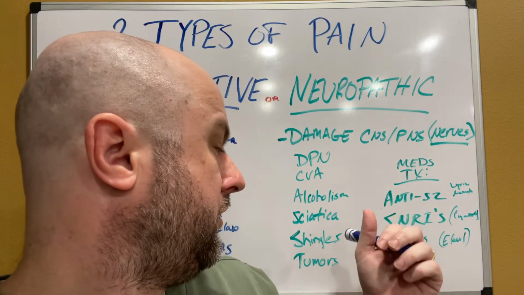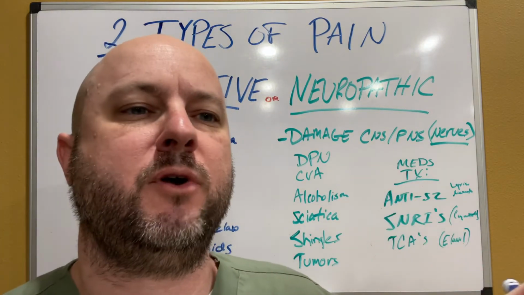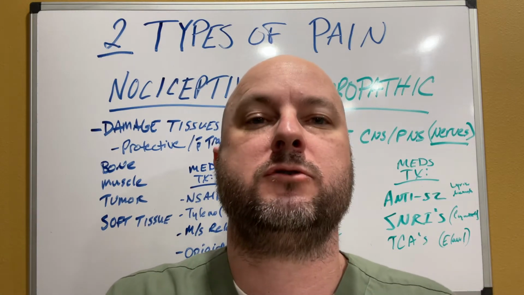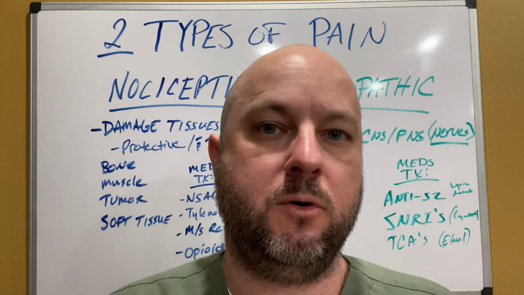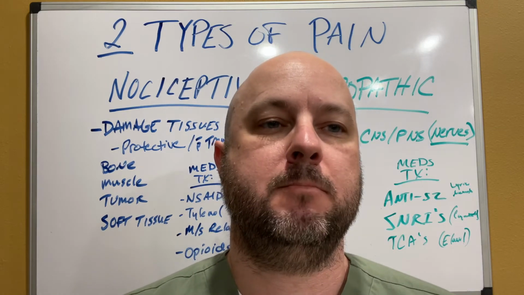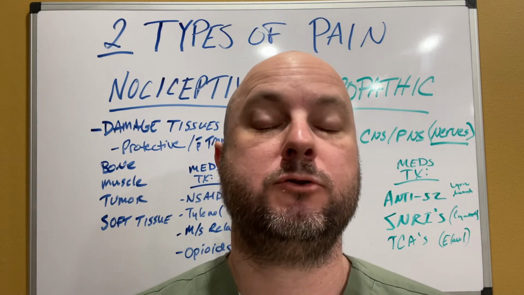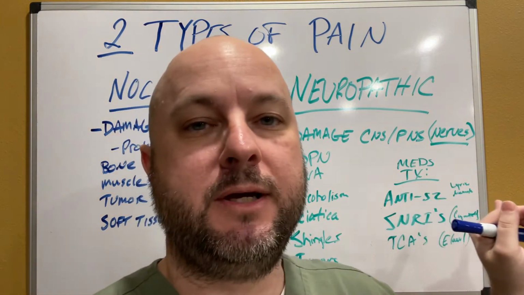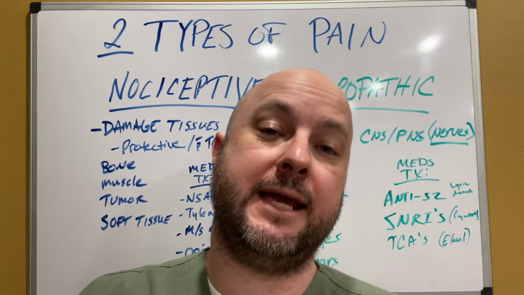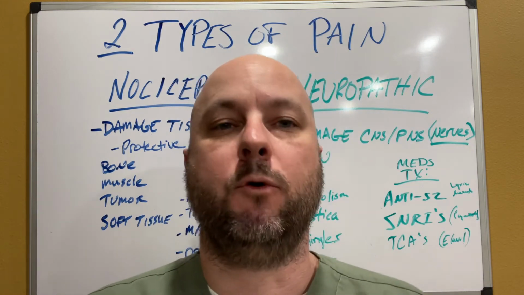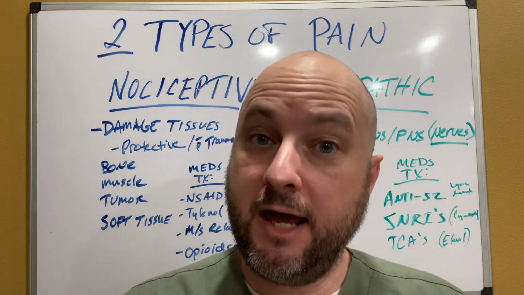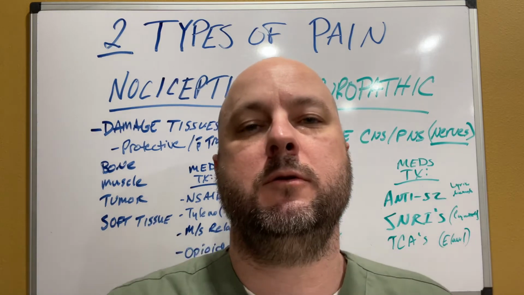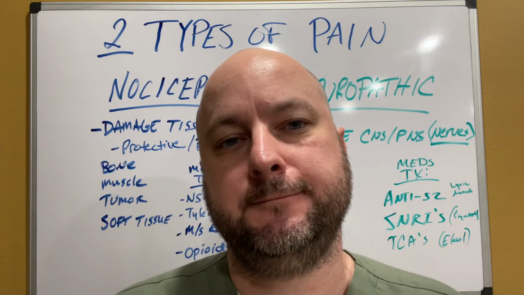Other causes are tumors, CVA, diabetic peripheral neuropathy, alcoholism, when there's damage or insult to the actual nervous system itself. And what do we do? What do we use to treat? Medication-wise, we're going to be talking about the anti-seizure medications. Those are the Lyricas, the gabapentins or Neurontins. They were originally made to treat seizures, and they found out, hey, this helps folks with nerve pain. So they're in a treatment for neuropathic pain.